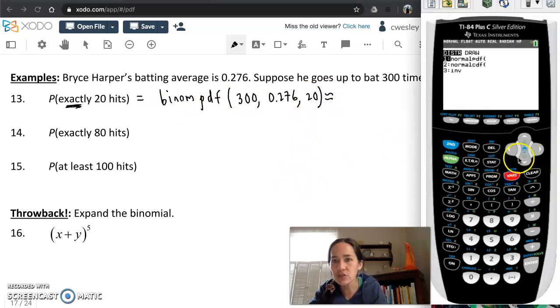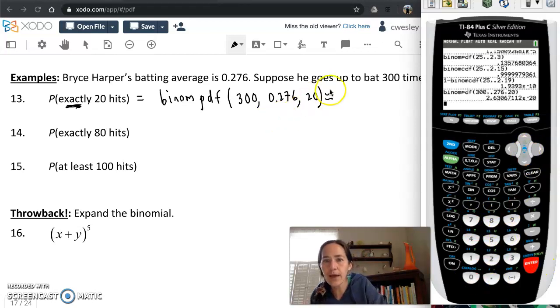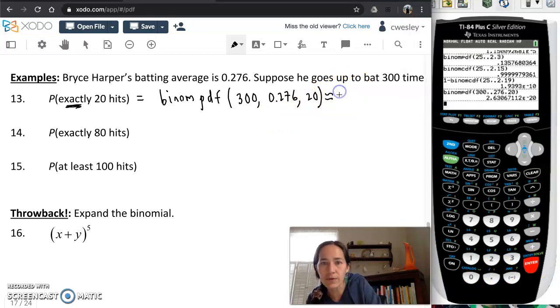So second distribution, binomPDF, and let's use 300 at-bats this time. Probability of success, 0.276. And then x value, we want 20 exactly. So hit enter, see the setup, and we get that this is a low probability. So 2.63 times 10 to the negative 20th. Pretty unusual that that would happen.